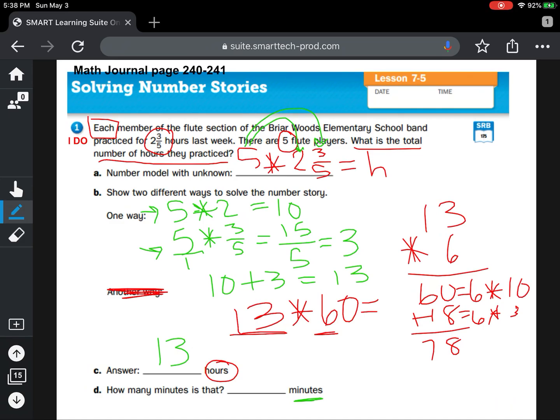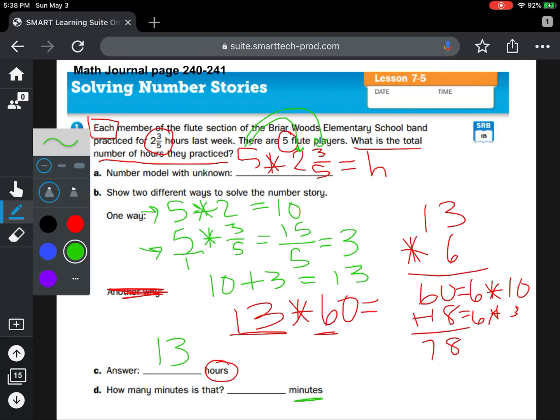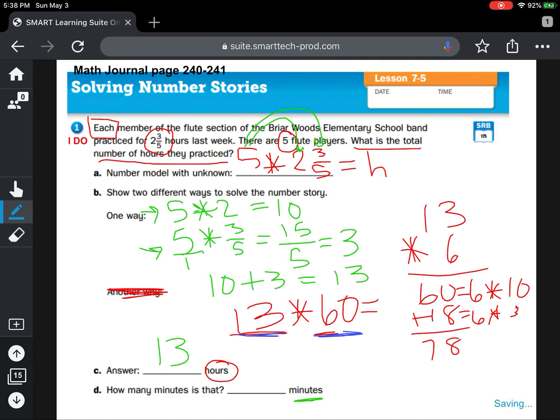But remember, we're just solving 13 times 6 there. We're really trying to solve 13 times 60 and we left that 0 off. So in our answer, we'll write our 78, but then we need to add on that 0. So 13 hours is equivalent to 780 minutes. That's the answer we got when we multiplied 13 times 60. If you need to pause your video now to finish showing your work before you go on, go ahead and do that now, then turn it back on when you're ready. And then we'll go on to part D.